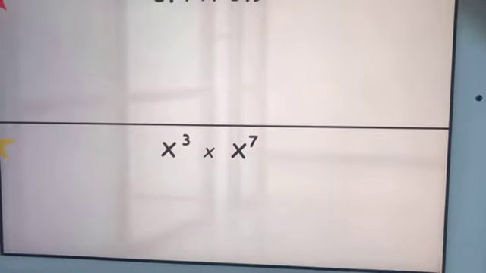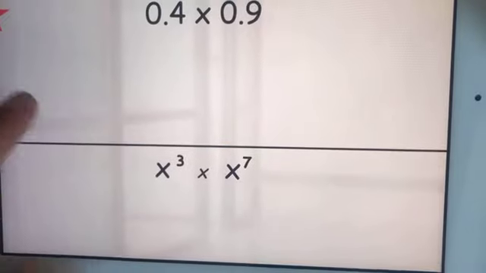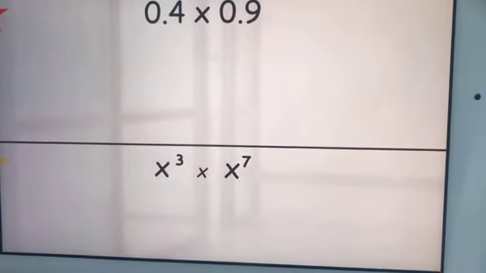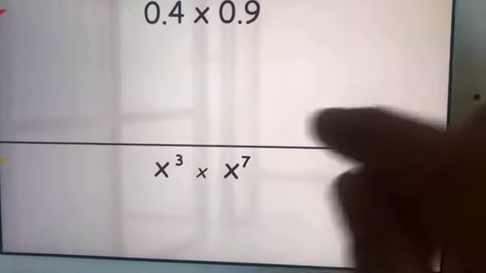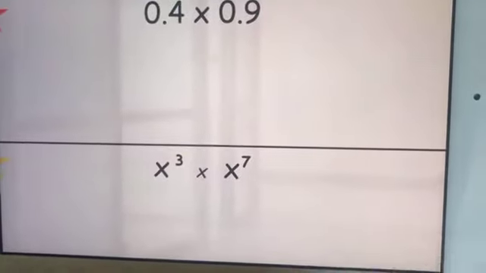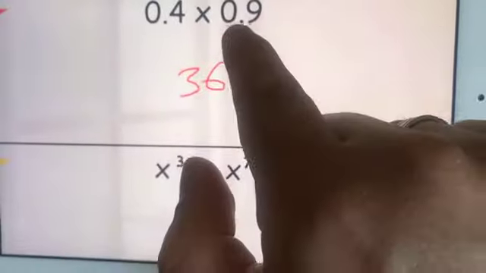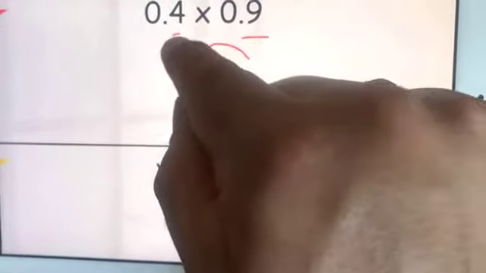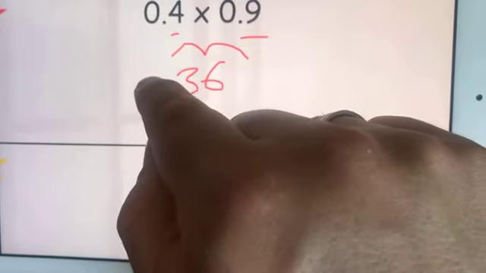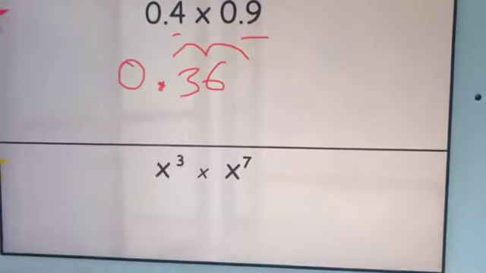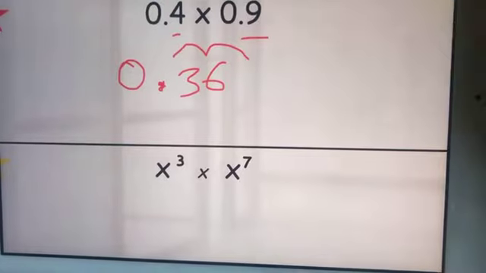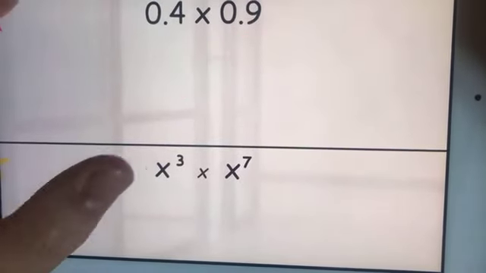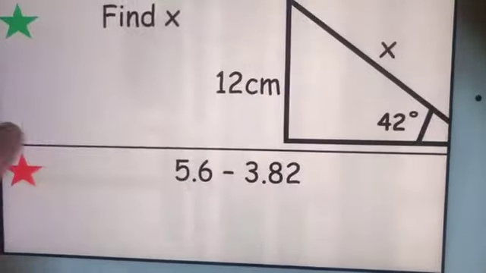Next one. Okay, 0.4 times 0.9. Very straightforward. I do these, imagine if there's not a decimal there. So I do 4 times 9 first. 4 times 9 is 36. Then I've got 2 numbers after the decimal point. I count back 1, 2. My decimal point in, remember, there's always a 0 before the decimal point. So my answer is 0.36. That's 1 point.